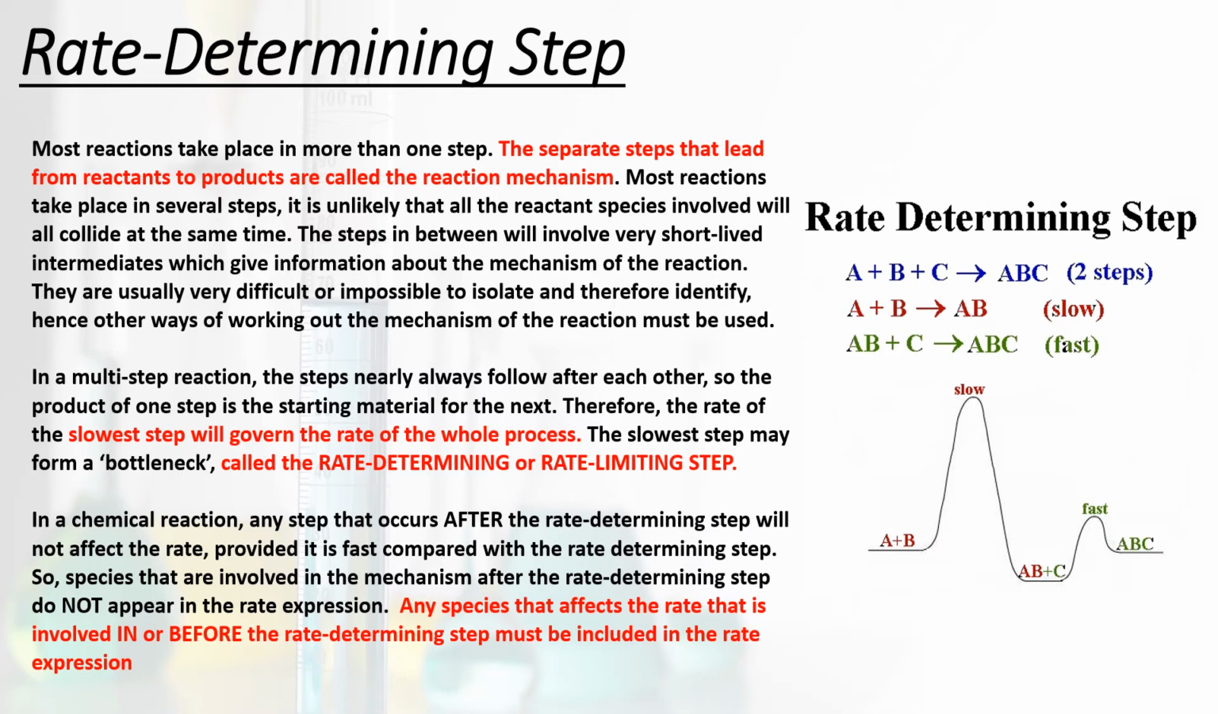So it could be that we have a step after our rate determining step, after the slowest step in the reaction, where one of the species affects the rate of reaction in terms of working out orders, but actually we're not going to include it in our rate equation because it's after the rate determining step. It doesn't matter, we've already had our slowest step. So when we see a rate equation, the species that are in it must have been involved before or during the rate determining step.